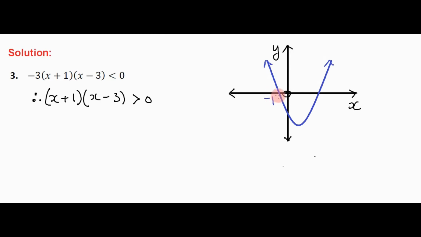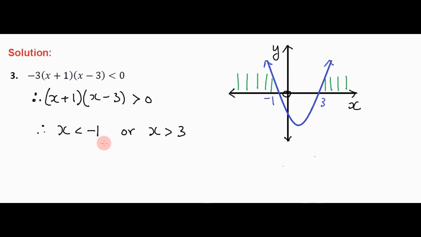So negative 1 and positive 3. In this case, we want the parabola to be positive, greater than 0, or above the x-axis. And once again, this occurs to the left of negative 1. So to the left of negative 1, it rises above the x-axis, as well as to the right of 3. So then our solution will be x is less than negative 1, or x is greater than 3.